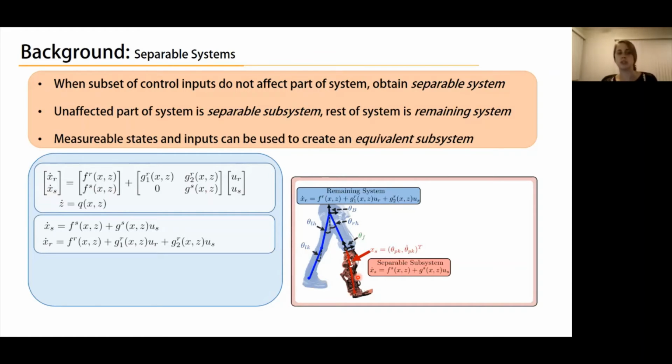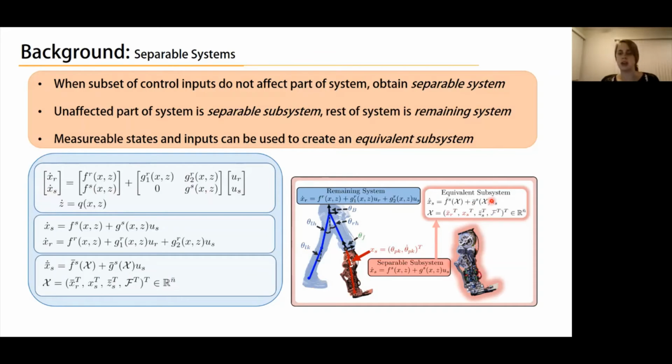Then with special measurable states and inputs, we can create an equivalent subsystem where these dynamics are equivalent to that of the subsystem, but they are based on states that we can locally measure.